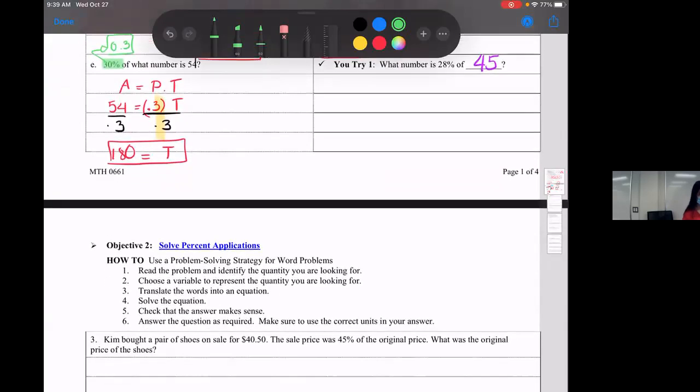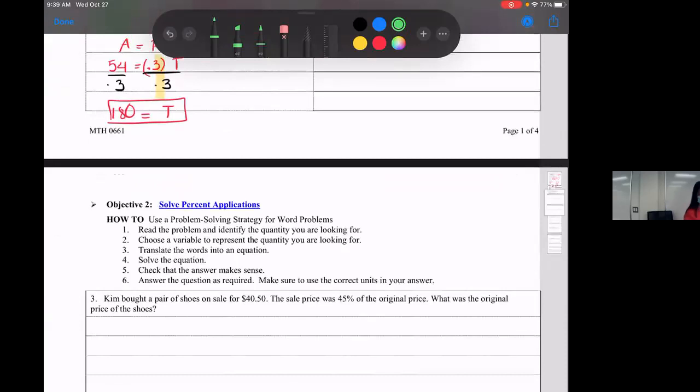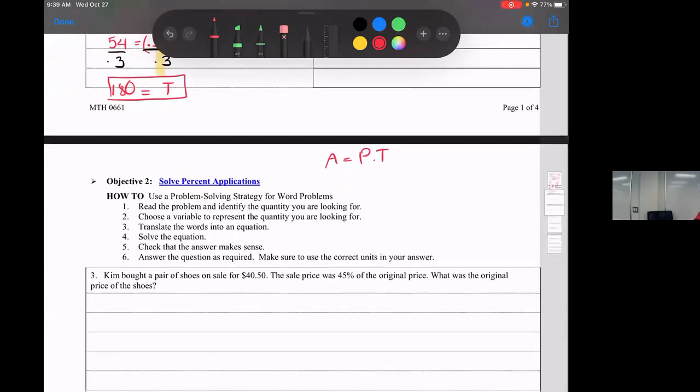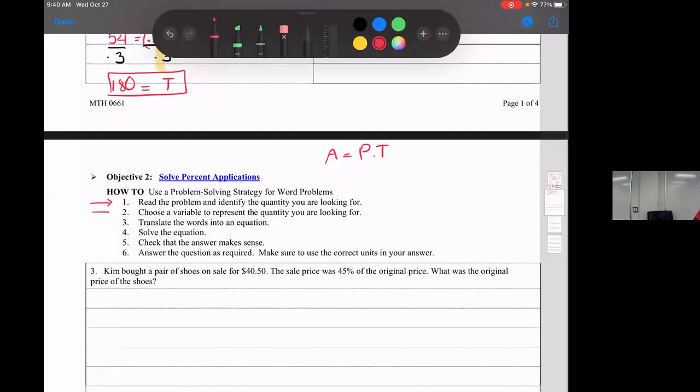All right, objective 2 is solve percent applications. This is where we use the formula A equals P times T. Let me go through the theory first. First, you read the problem. If you don't understand, that's okay, at least you read through it. Later we read sentence by sentence to translate into a math equation. Second, you choose a variable to represent the quantity you are looking for. Number 3, translate the words into an equation. Number 4, you solve the equation. And last but not least, check if the answer makes sense. And don't forget the units.